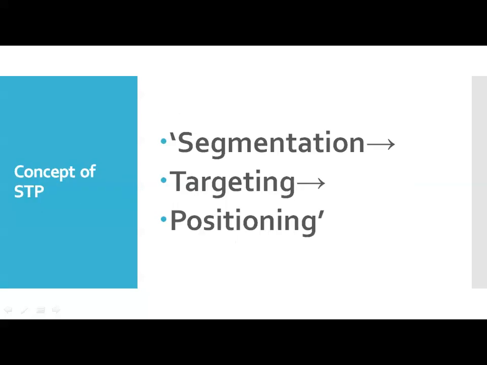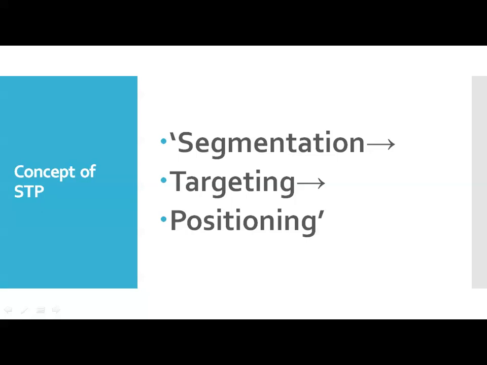Now we will start with the concept of STP. STP means S stands for segmentation, T stands for targeting, and P stands for positioning. Many marketers use this STP approach, that is segmentation, targeting, and positioning approach, to provide the framework for marketing planning objectives. That is, the market is segmented, one or more segments are selected for targeting, and products and services are positioned in such a way that resonates with the selected target market or markets.